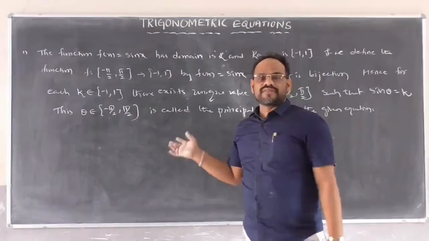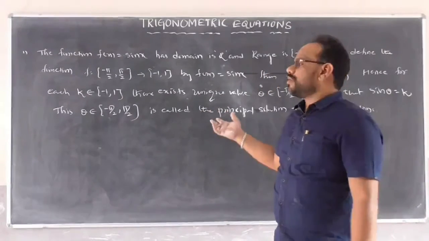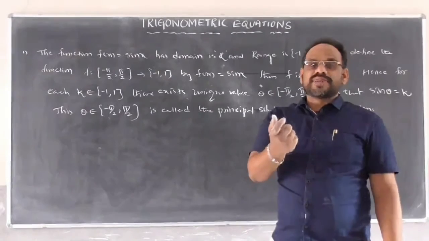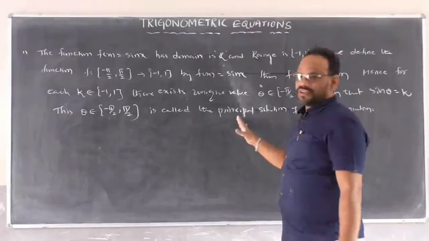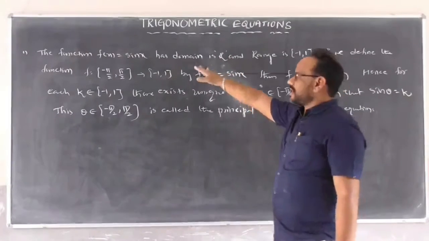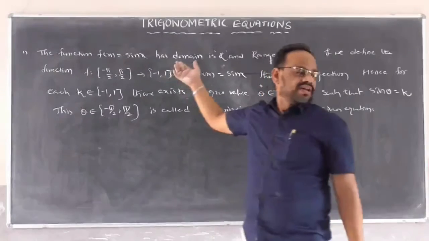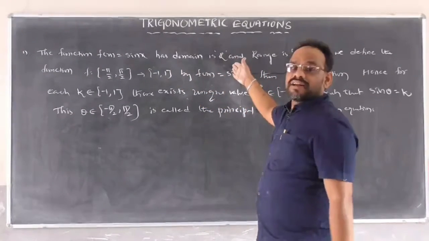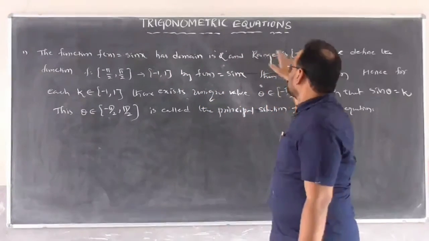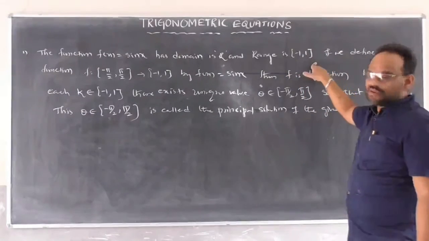So in trigonometric equations, that is sine, cos, tan, secant and cosecant, how do we adjust the principal solution? For example, observe here the function f of x equals sin x. Already we know that the domain of sin x is R, that means all real numbers. The range is the closed interval [-1, +1].